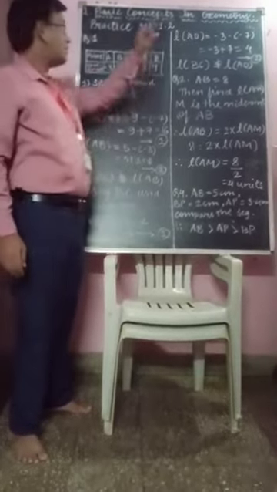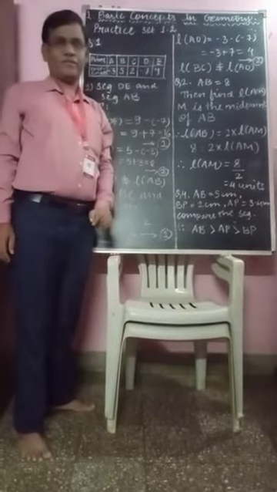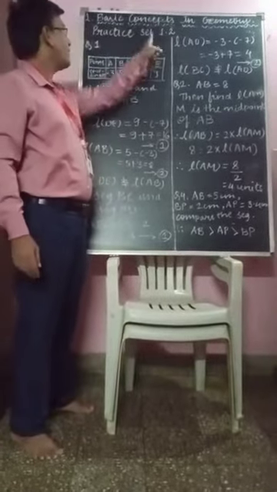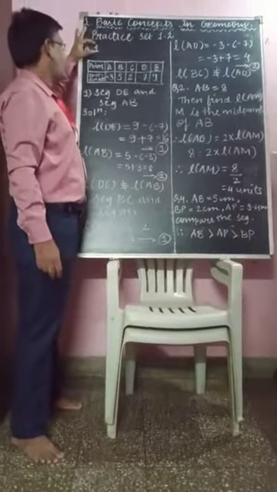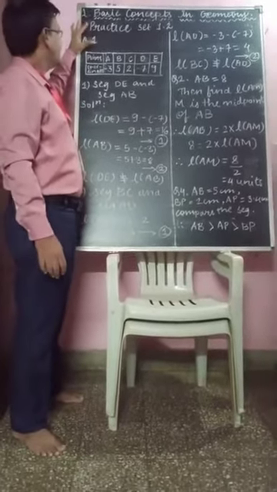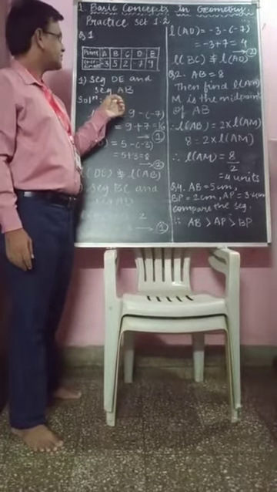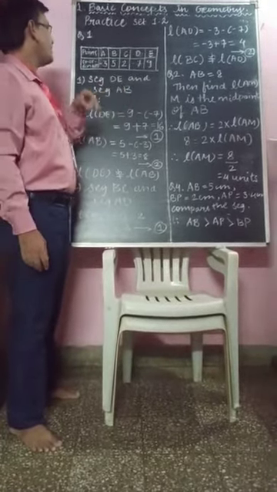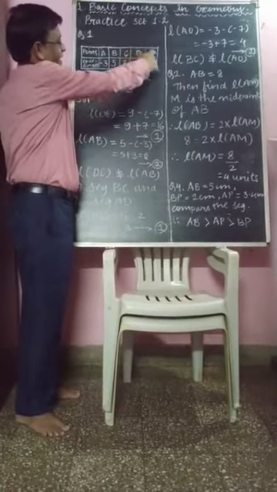Now see practice set 1.2. You open your books and see practice set 1.2. In practice set 1.2, the first question is there. So compare the given segments, and a table is given. In this table, the points A, B, C, D and E are given.